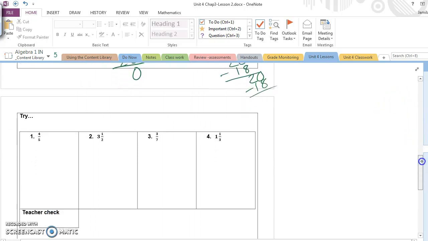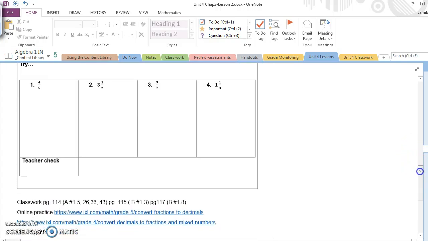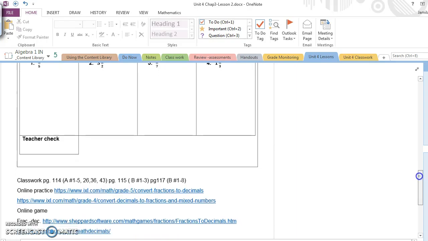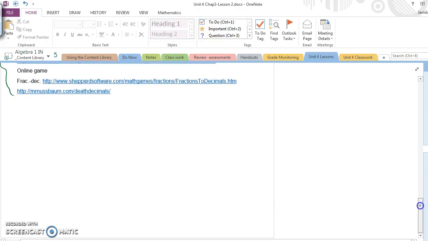Okay, so now let's scroll down. We have 4 problems for you to try, and then you'll be checking in with your teacher to see if that's correct. That is the completion of this lesson. Pay attention to the assignment that you have to complete. So page 114, you're only doing 1 through 5, 26, 36, and 43 on that page. And then on page 115, you're going to do exercise B 1 through 3, and then page 117, B 1 through 8. There's also extra online practice and an online game for converting between fractions and decimals.